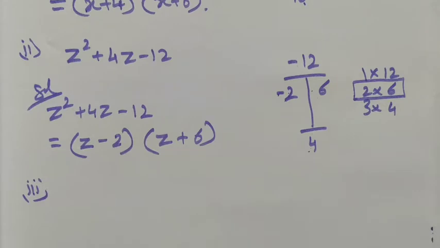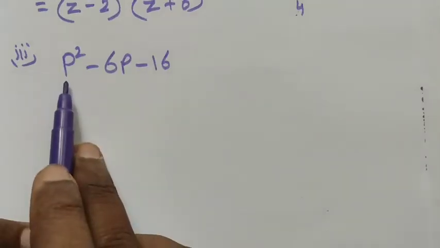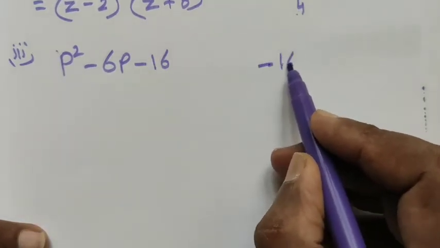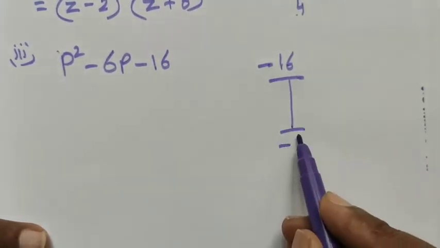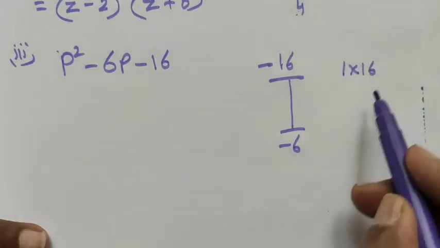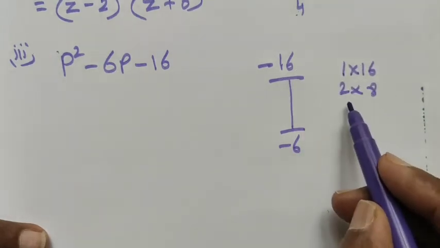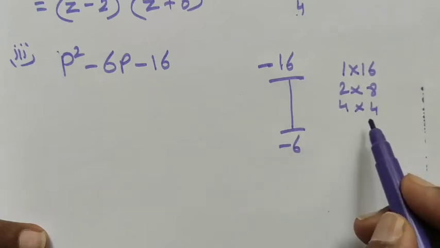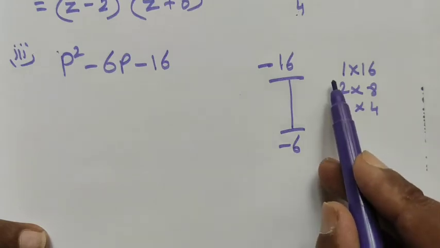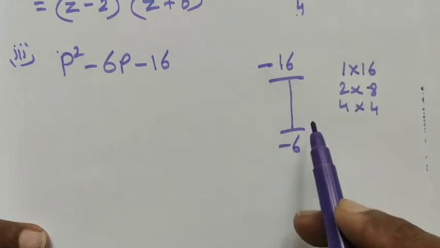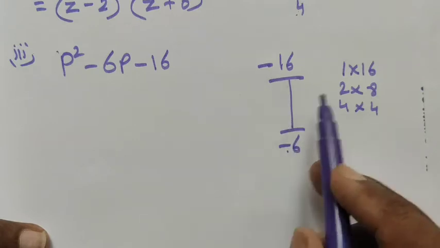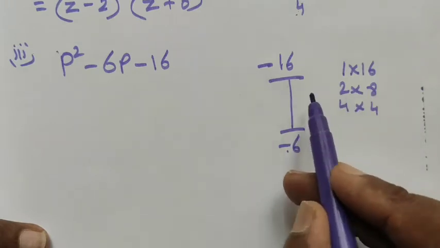Next we see the third Roman numeral. See, here the coefficient of p square is 1. So 1 into 16 is minus 16. If we add, we need minus 6. The possible factors are 1 into 16, 2 into 8, and then 4 into 4. These are the possible factors. See, when we multiply, we get 16, but here we also have a negative number, so surely one of the terms is negative.